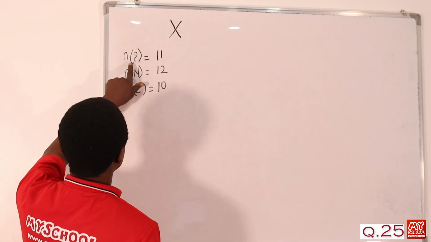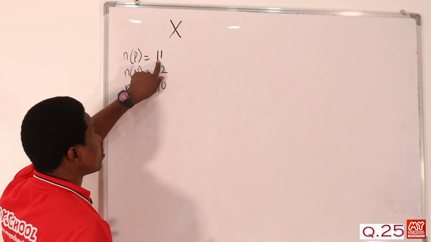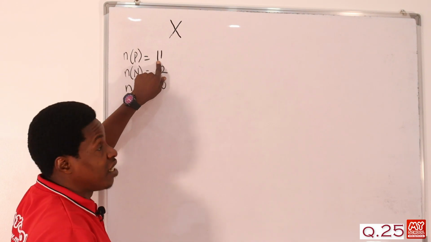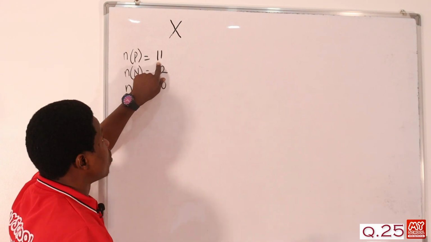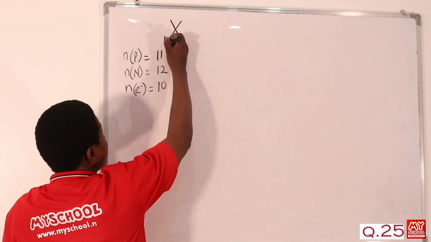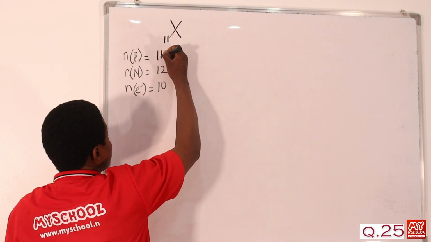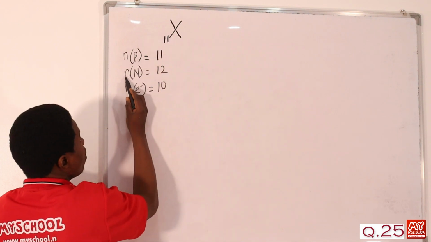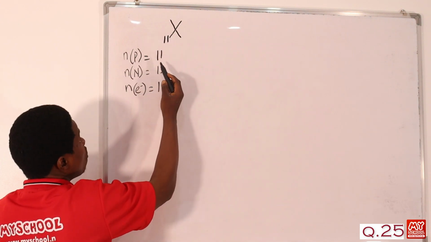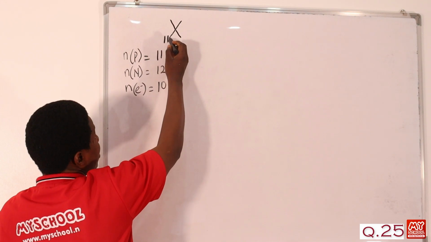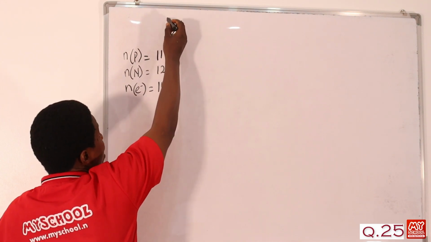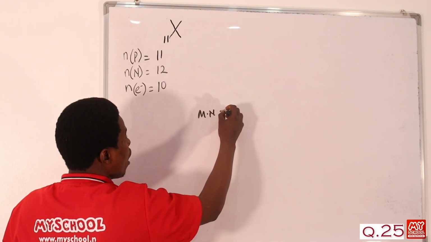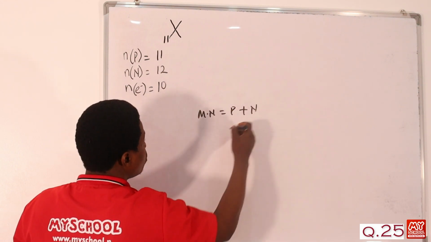Let's start with the number of protons, 11. The number of protons is the atomic number, the same thing. So we write here 11. It means that the atomic number is 11. Then we have the number of neutrons, 12. Don't forget that down here we write the atomic number, and up here we have the mass number. The mass number is usually the number of protons plus neutrons.